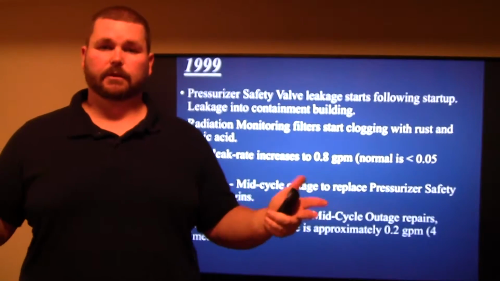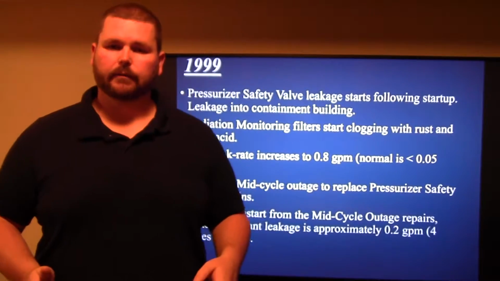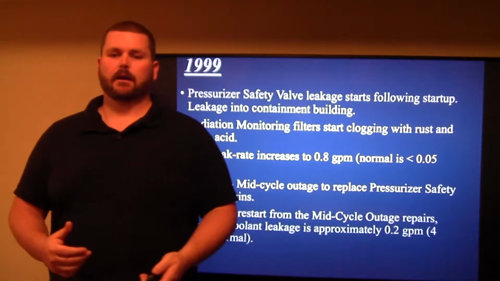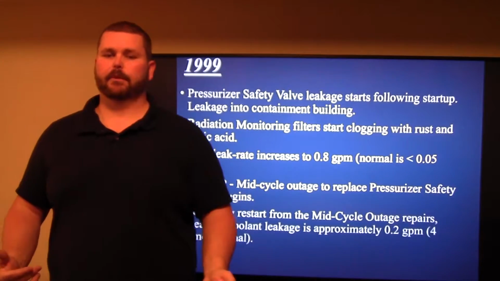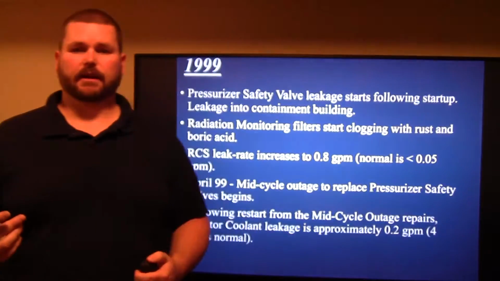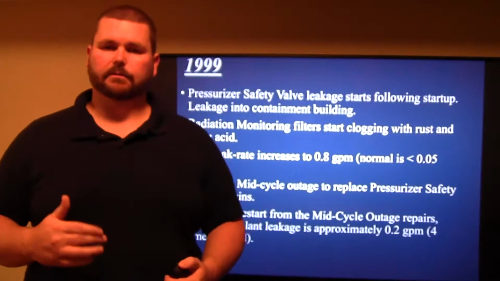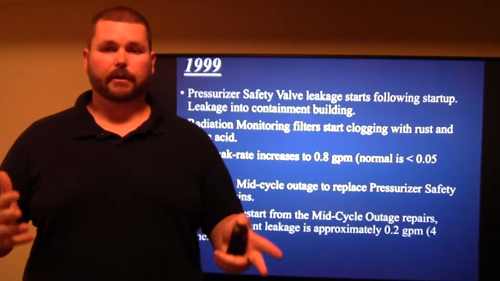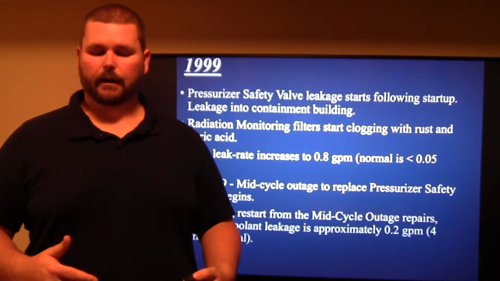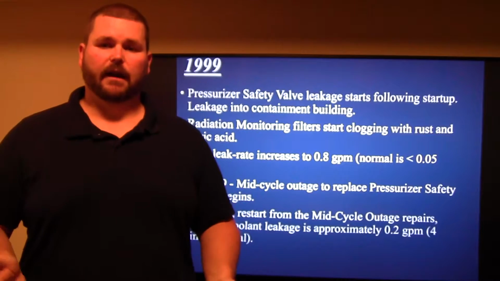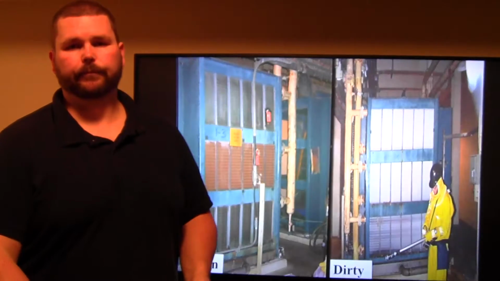So they did, in 99, a mid-cycle shutdown. They shut down, they fixed the pressurizer spray safety valve. They did the repairs and they started back up. And the leak went up to 2.2 gallons per minute, which is a lot better than 0.8, but it's a lot worse than it was originally, at approximately 0.05 gallon. It's 4 times that right now.